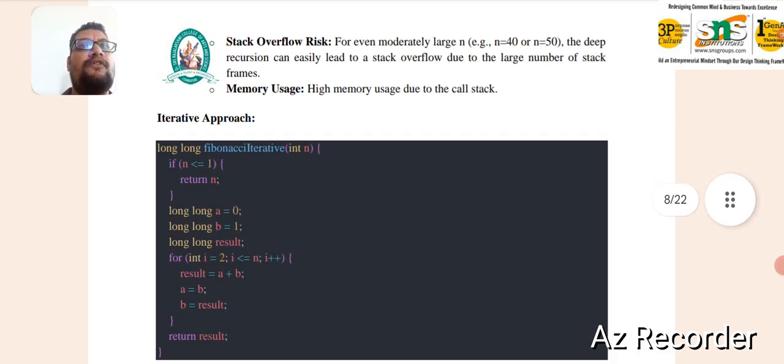There is also a stack overflow risk for even moderately large n. Deep recursion can easily lead to a stack overflow due to the large number of stack frames. That's why we have to go for the long data type for the Fibonacci series.